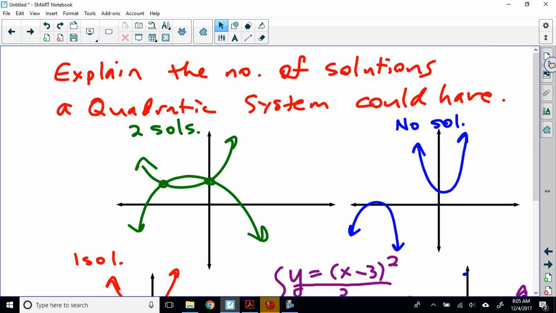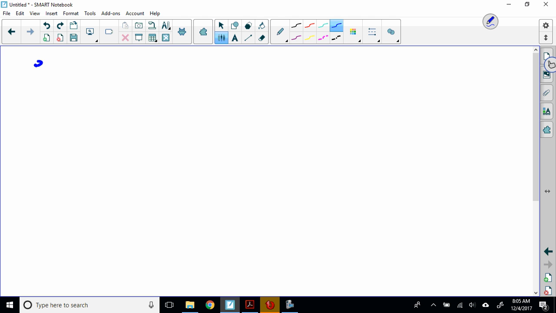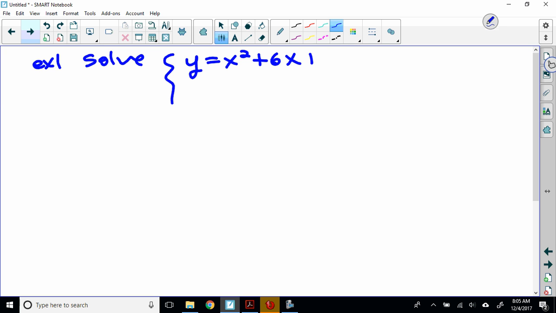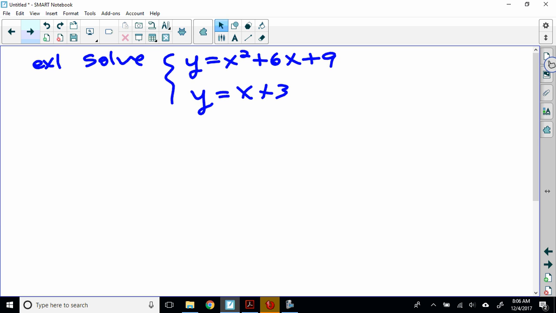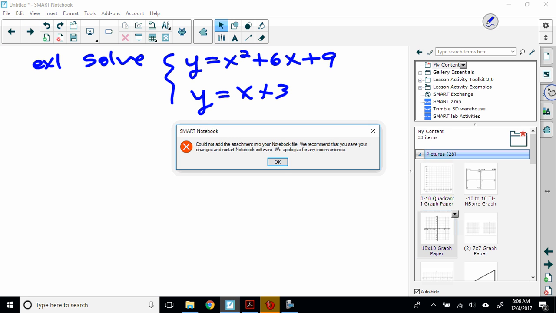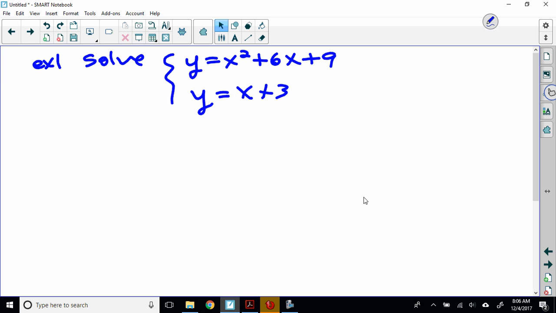All right, so example number 1. Solve this system of quadratic. Well, this is actually going to be a linear and a quadratic: y equals x squared plus 6x plus 9, and y equals x plus 3. If we wanted to solve this, we could do it a number of ways. We could use graphing, and it might not be a bad review of graphing. Oh, that's right, I can't use that. Dang it. That's okay, I'll make do with what I've got.